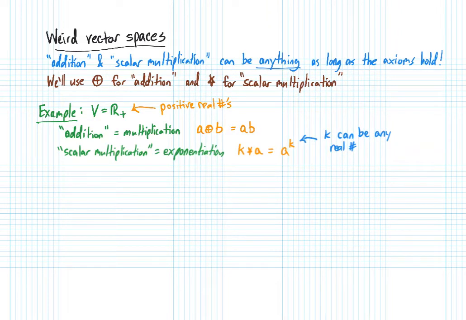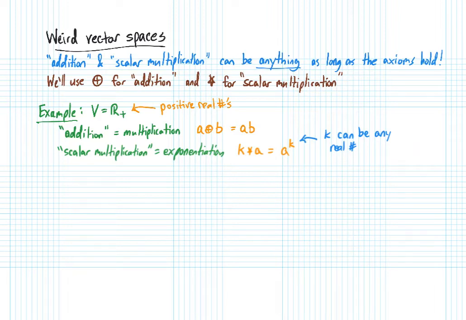Now, it's worth remembering that in this context, k can actually be any real number, positive or negative or zero. In this case, the vectors are positive real numbers, but the scalars are real numbers, and that's always the case. Whenever we're talking about vector spaces, the scalars are real numbers.